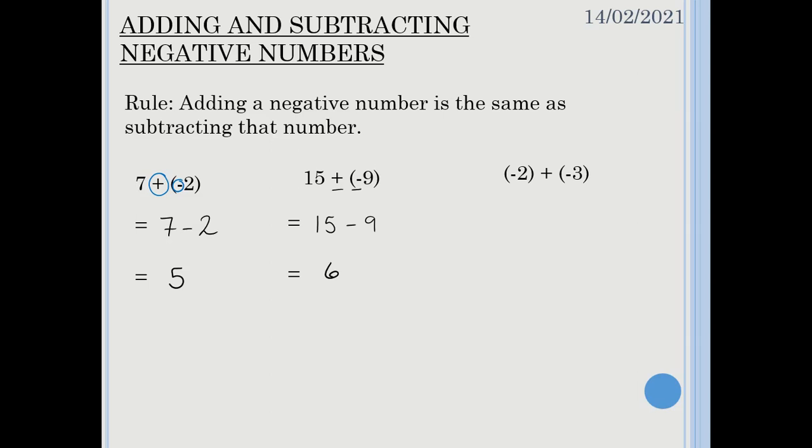This time I've got -2 add -3. Nothing happens to this -2 because there's nothing in front of it, so that just stays as -2. This time I've got a positive that comes up against a negative, so I can rewrite this as -3. And I've now practiced my negative numbers, so -2 take away 3, it's going to get colder, it's going to get further away from 0, so that becomes -5.